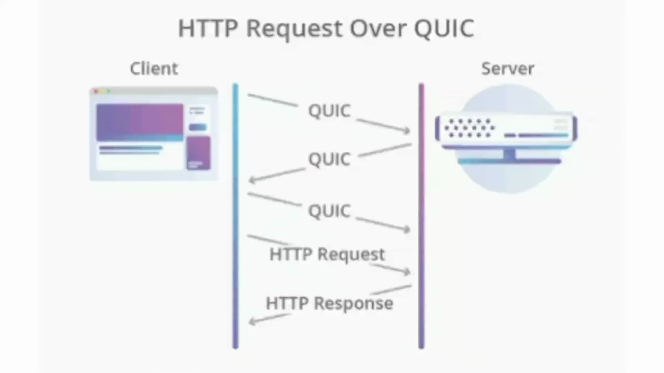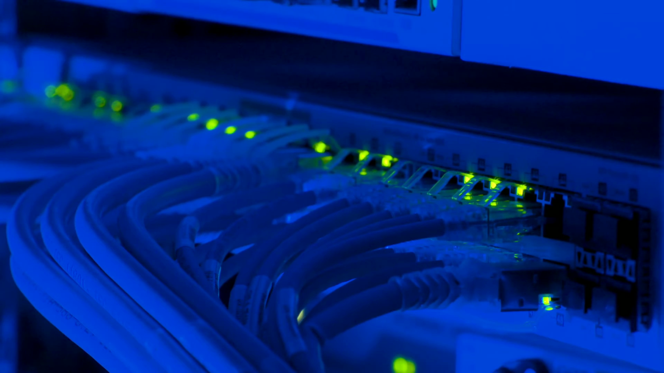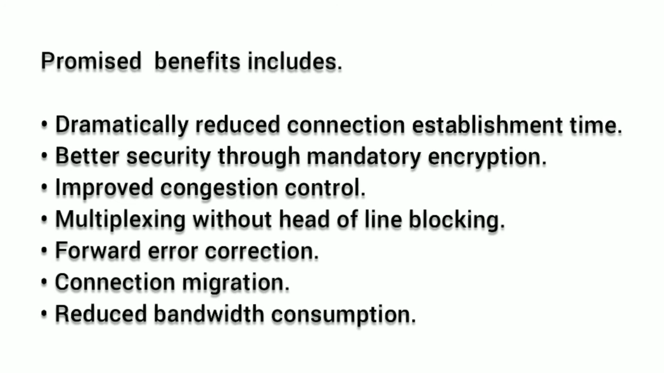Drawbacks. The major drawback of HTTP/3 at present is high CPU consumption on both the client and server sides. Lack of TLS authentication. Control options of providers are going to be limited by HTTP/3. Promised benefits include dramatically reduced connection establishment time, better security through mandatory encryption, improved congestion control, multiplexing without head-of-line blocking, forward error correction, connection migration, and reduced bandwidth consumption.